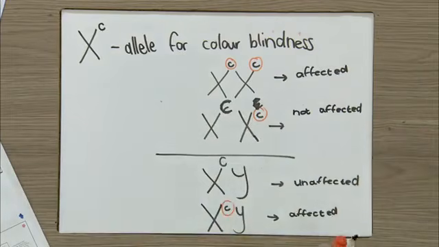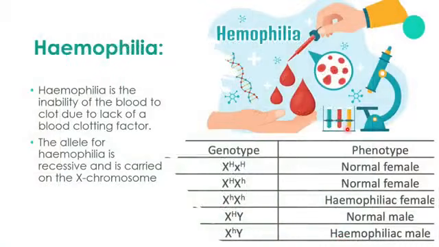Alright, then the next example that we'll use is haemophilia. Right, so you need to know what haemophilia is. It is a condition where your blood does not clot. You don't have the factors to make your blood clot. Someone that has haemophilia is also known as a bleeder. And again, this allele is carried on the X chromosome and it is recessive.